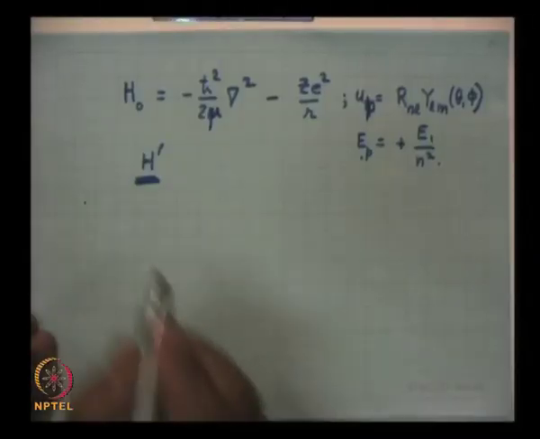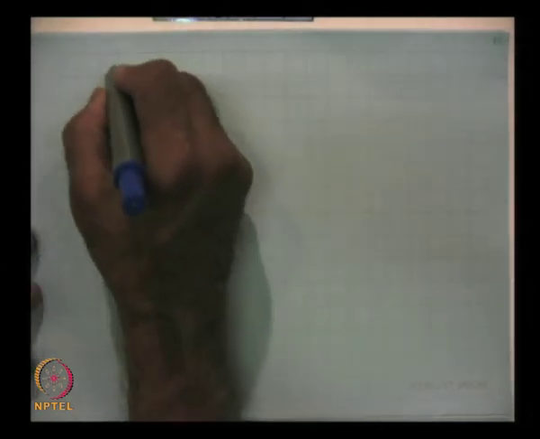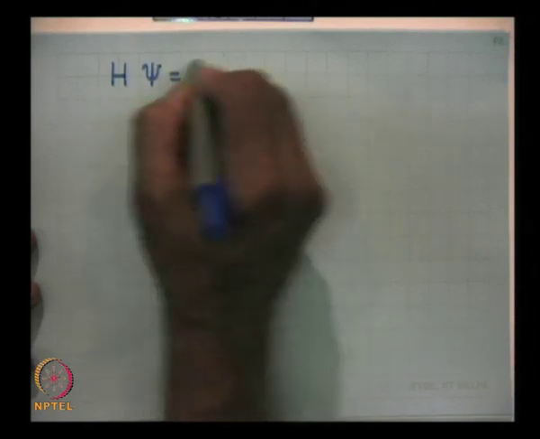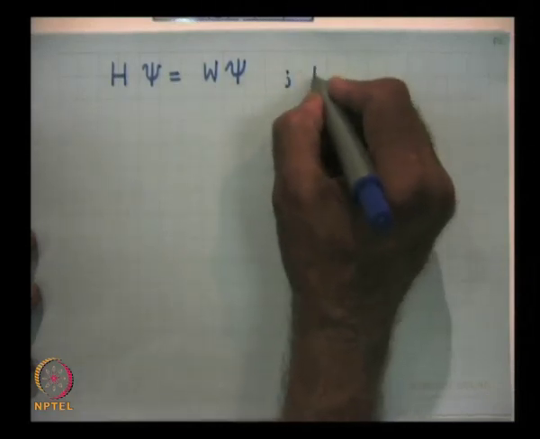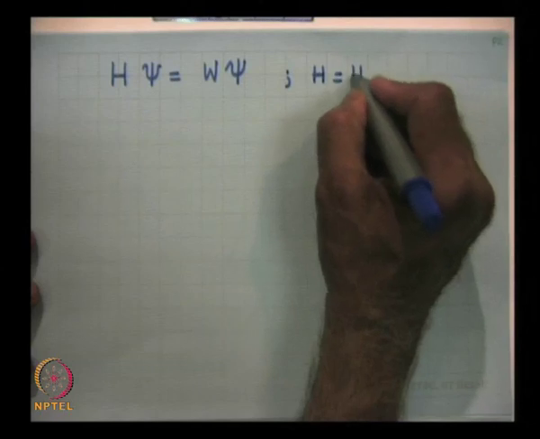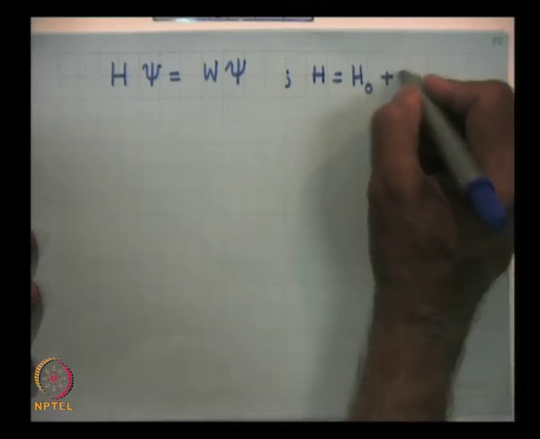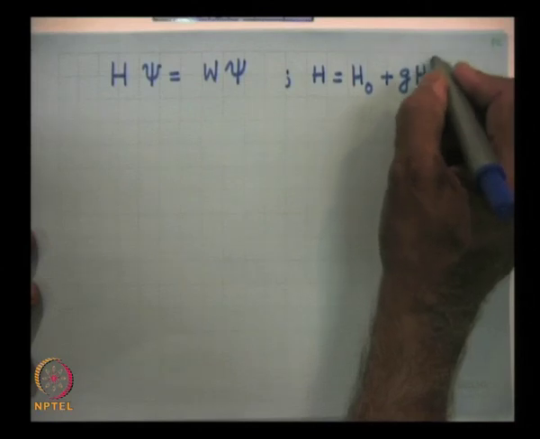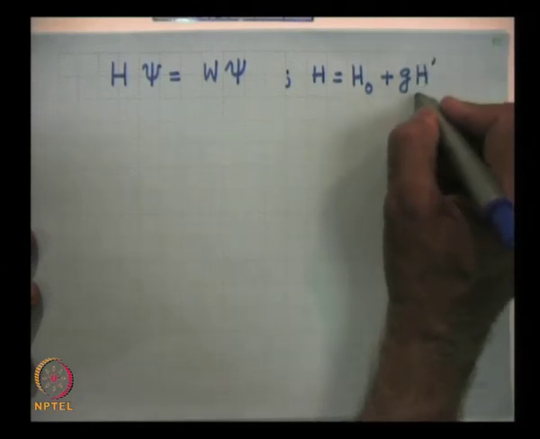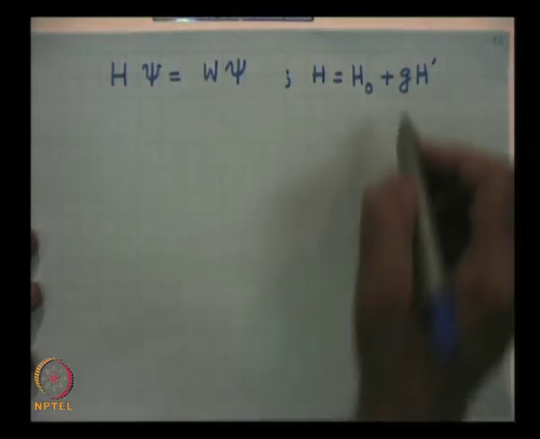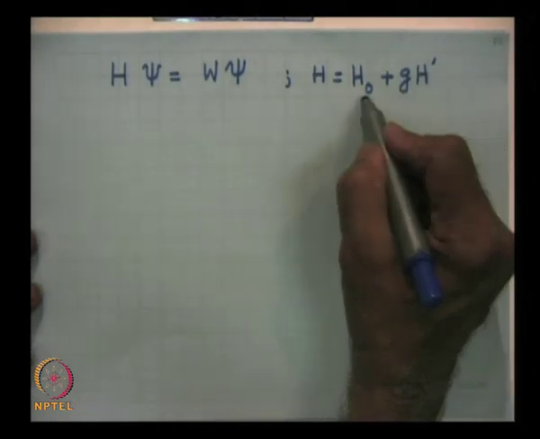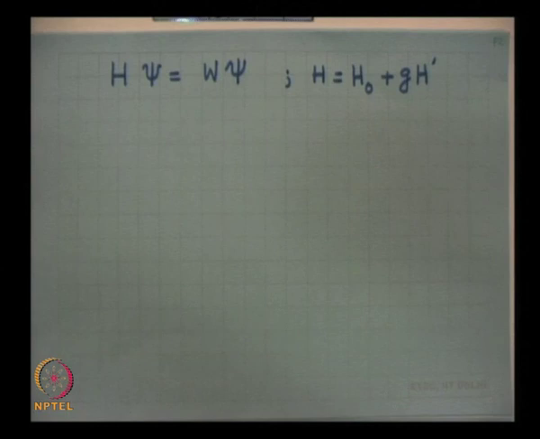involves writing, let me write it on a fresh page. So, our objective is to solve this equation, H psi is equal to W psi, where H I write as H naught plus G H prime, introducing a parameter G. If, for example, H prime is due to the perturbation due to the electric field, the parameter may be something like the strength of the electric field, so that when the electric field goes to 0, you have the original Hamiltonian. So, G is a parameter which is assumed to be less than 1.